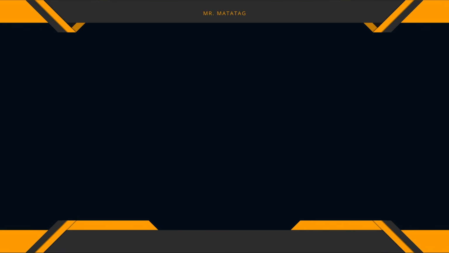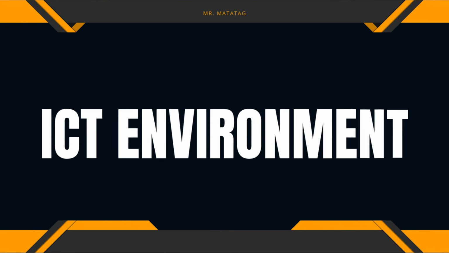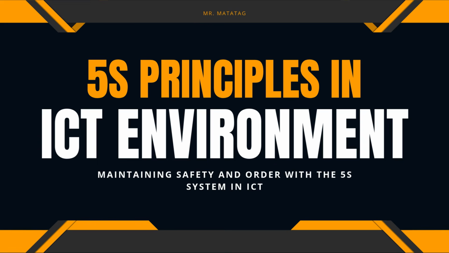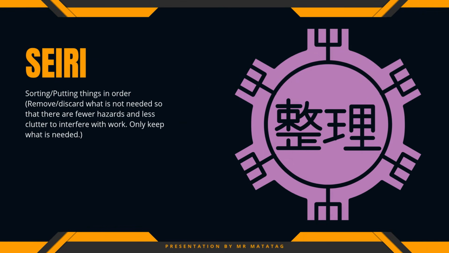In organizing ICT environments, we use the principle of 5S, a Japanese methodology that helps us maintain safety, efficiency, and order in the workplace. The first step is seiri, which means sorting or putting things in order. This involves removing or discarding items that are not needed so that there are fewer hazards and less clutter to interfere with work. Only the essential tools and equipment should remain in the workspace.